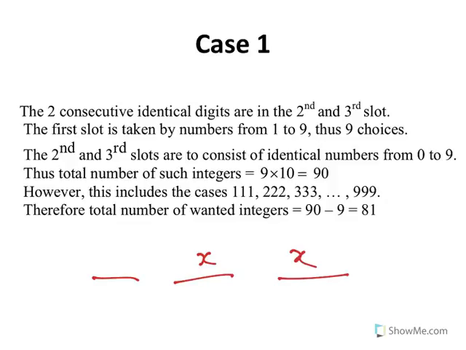Can we put 0? Cannot, right? So here you think about it. How many choices do I have? 9 choices, right? So first slot I have 9 choices. Second and third slot, remember I want them to be the same.